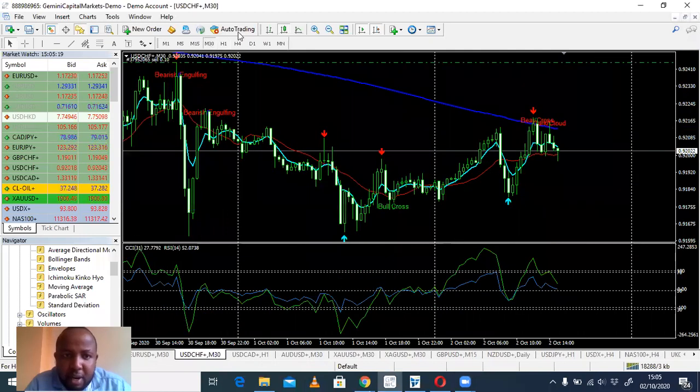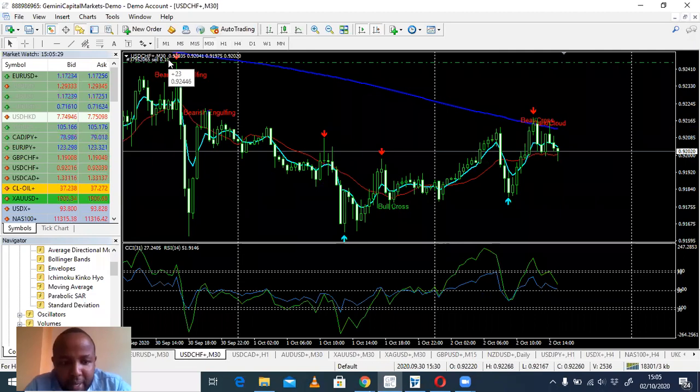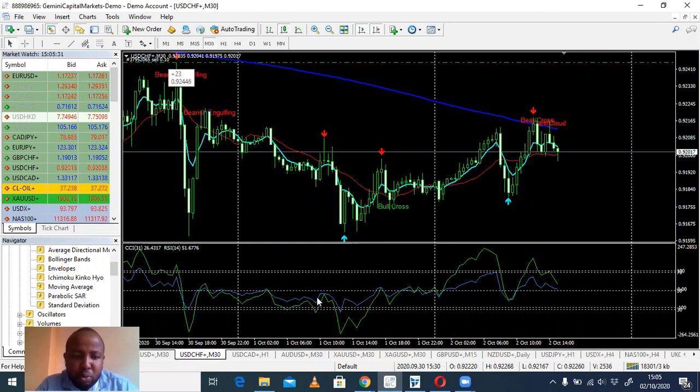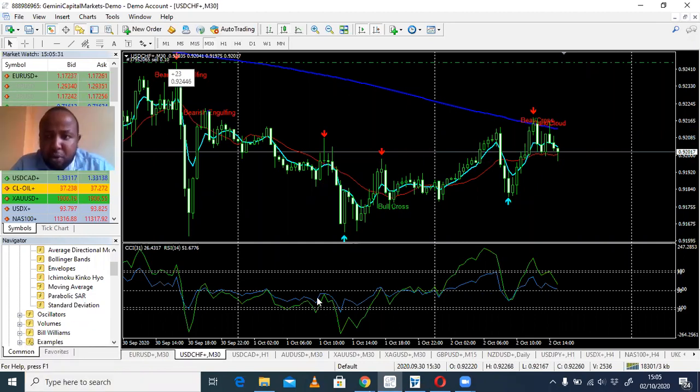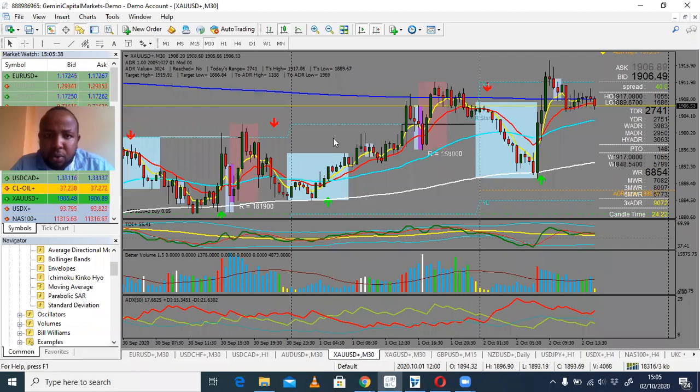I already have a sell order. I entered a bit earlier. I'm shorting the dollar, and then for NFP, it depends on how the claims will be. We also have gold here.